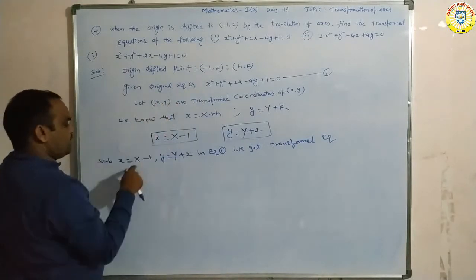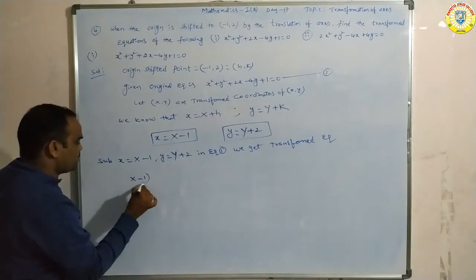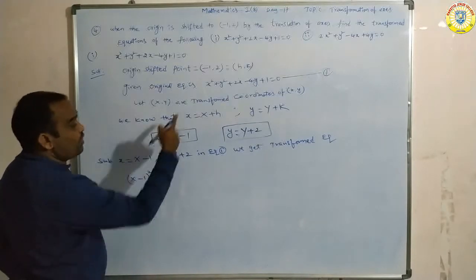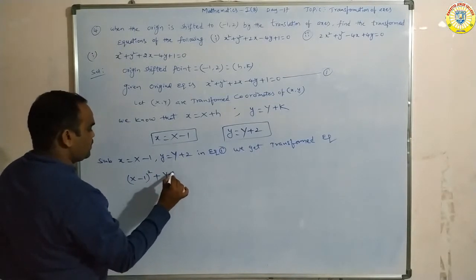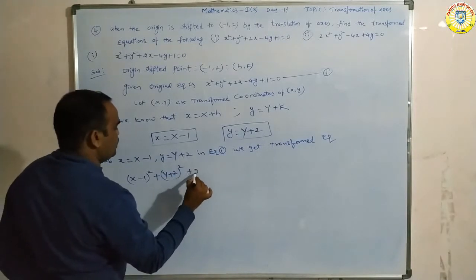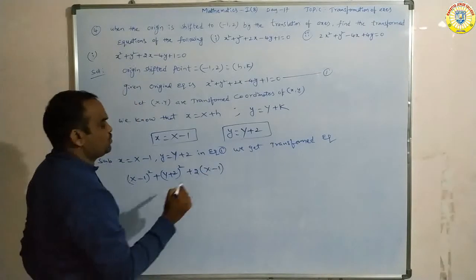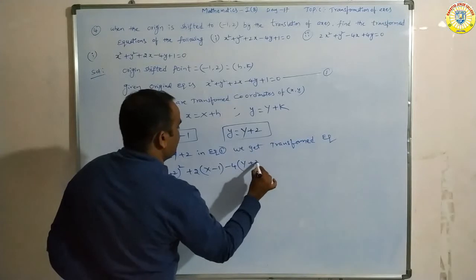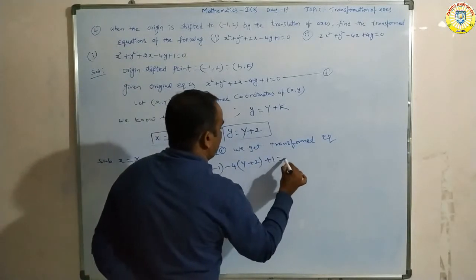Here in this equation we substitute small x is equal to capital X minus 1: (X minus 1) whole square plus y square, where small y is equal to capital Y plus 2, (Y plus 2) whole square, plus 2 into x, where x is equal to capital X minus 1, minus 4 into y, where y is equal to capital Y plus 2, plus 1 is equal to 0.